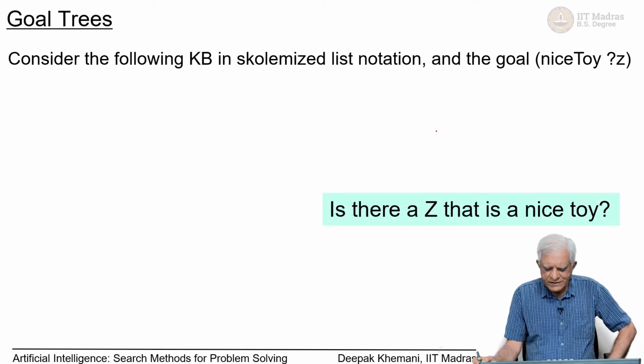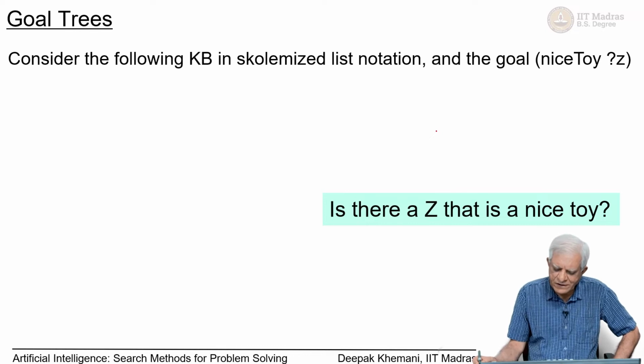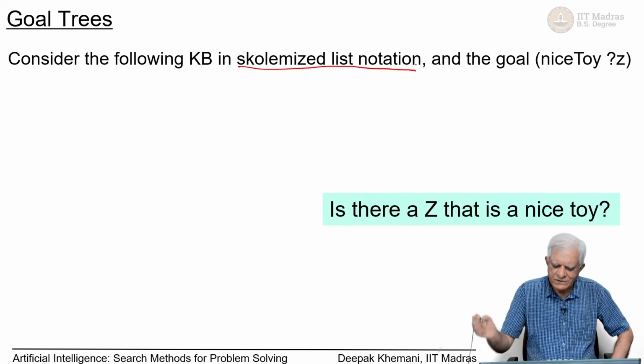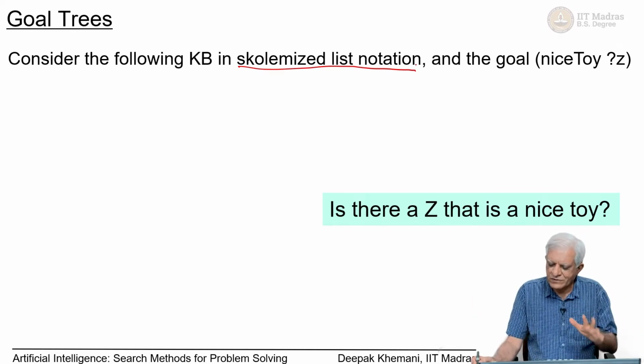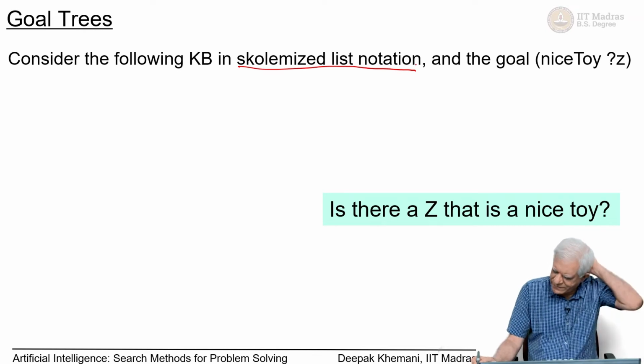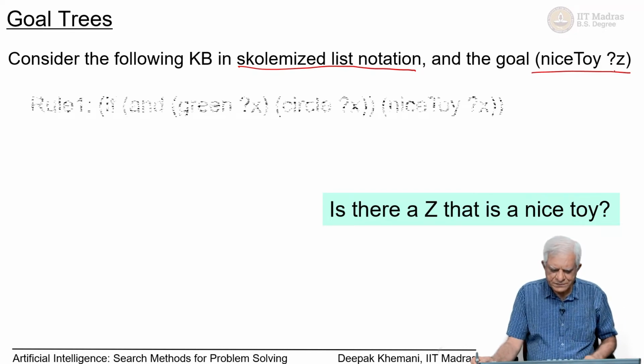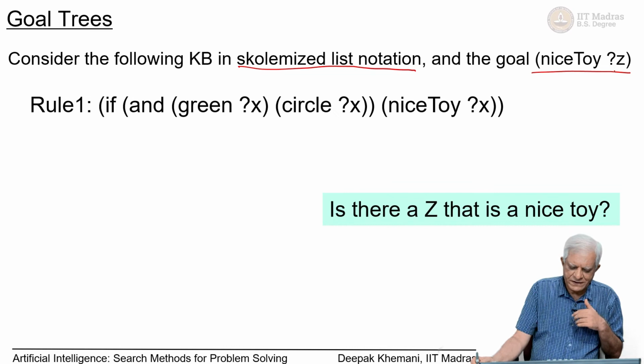So again, this is a knowledge base in what we call Skolemized notation. There is something called Skolem functions and Skolemized notation. For us, as far as we are concerned, this is a simple notation, the implicit quantifier form that we are talking about, and we are going to ask a goal: is there a Z which is a nice toy? Let us say nice toy is a predicate. We said R in the previous slide, let us call it nice toy now essentially. So the goal is: is there a Z that is a nice toy? What are the rules? Let us say there are two rules for defining nice toys.